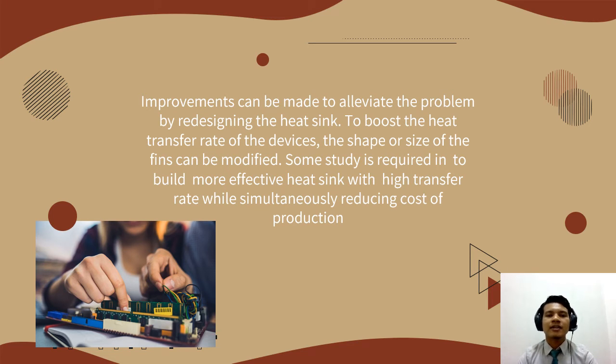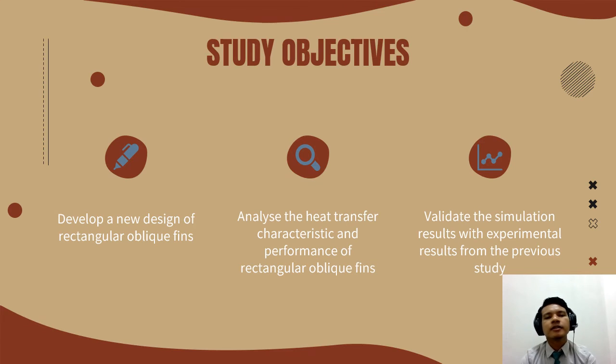The aim is to boost the heat transfer rate of the device, where the shape or size of the fins can be modified. Some study is still required to build a more effective heatsink with a high heat transfer rate while simultaneously reducing the cost of production. The project objectives are to develop a new design of rectangular oblique fins, analyze the heat transfer characteristics and performance of rectangular oblique fins, and validate the simulation results with experimental results from the previous study.